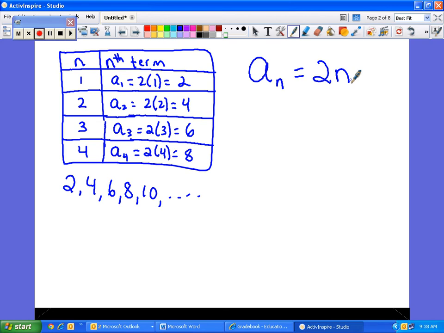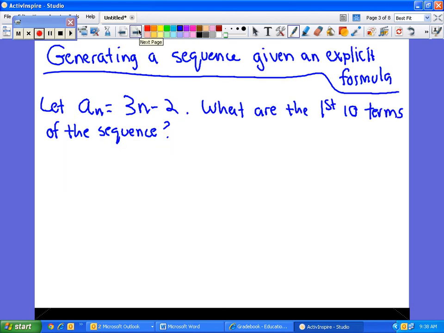Alright. Okay, so here's our first example. Here's how we're going to generate a sequence given an explicit formula. So you can see I'm given this, given that a sub n is equal to 3n minus 2. What I want to know is what are the first 10 terms of this sequence.